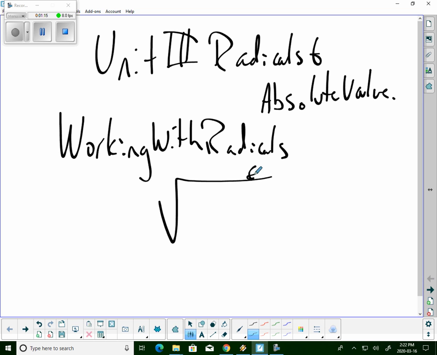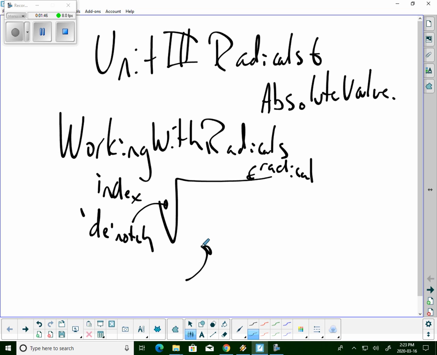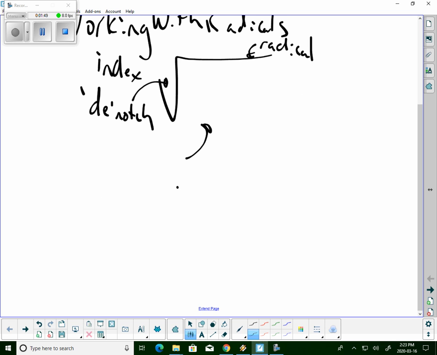But of course that is the radical, and that right there is, any recollections on that? Yeah, so whatever which one it is. Yeah, I call this the notch. The notch. But that's the index. And where's the notch? It's in the. And what's underneath the radical is called the radicand. All right.